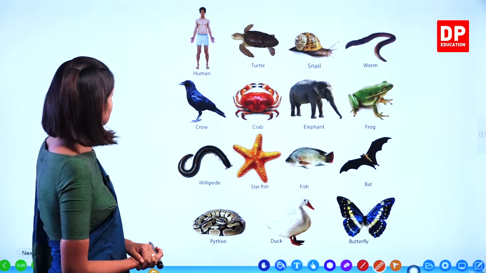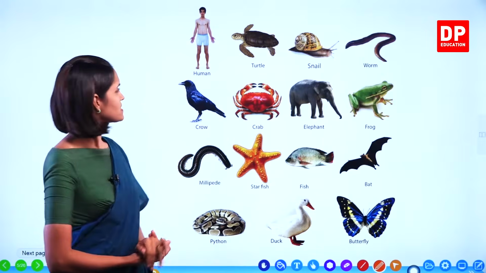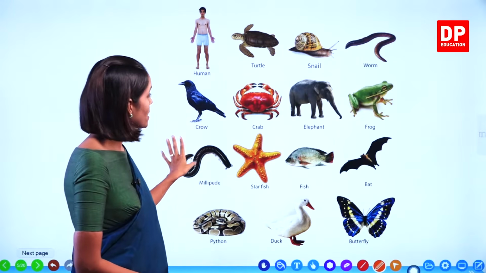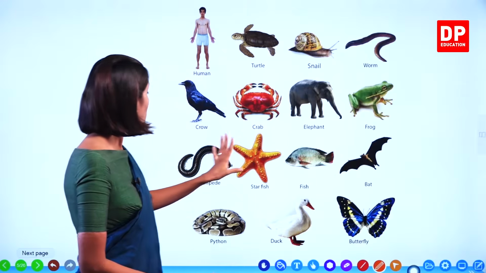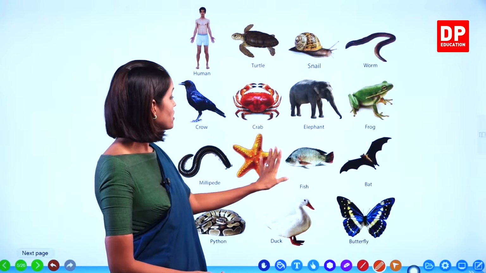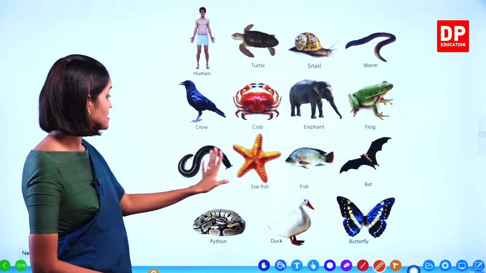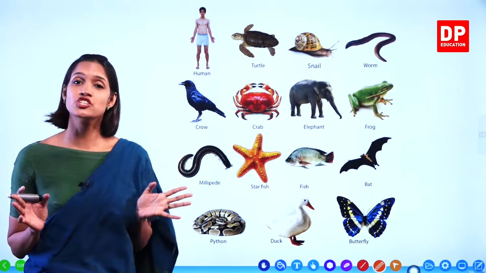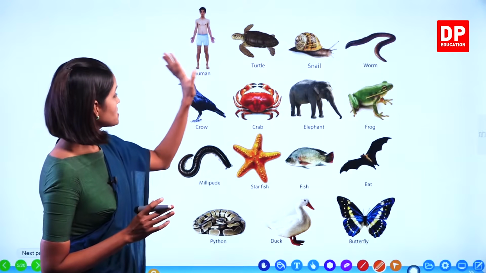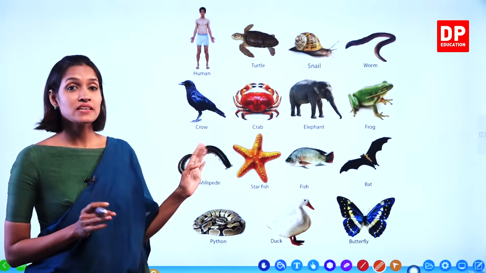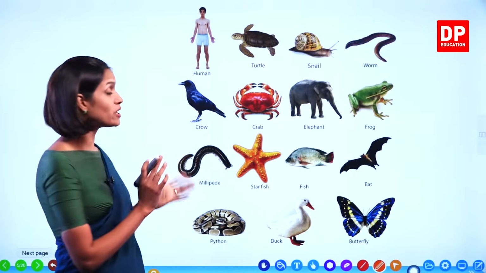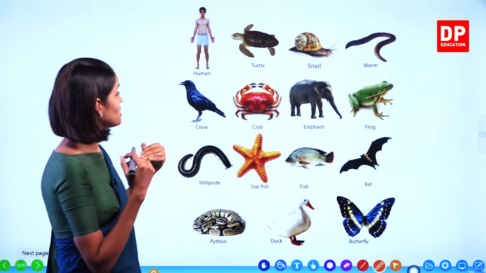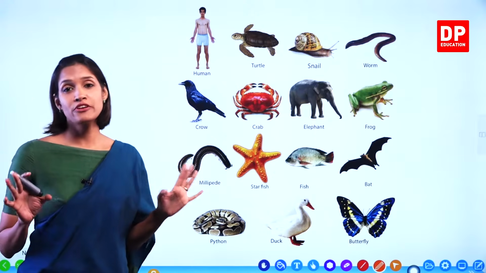Look at this picture, children. There are a number of animals. See, human, turtle, snail, worm, crow, crab, elephant, frog, millipede, starfish, fish, bat, python, duck and butterfly. Look how different these animals are from each other. Size-wise, shape-wise, based on the presence of different body parts, and based on the way they locomote, and the way they eat their food, they are so different from each other.